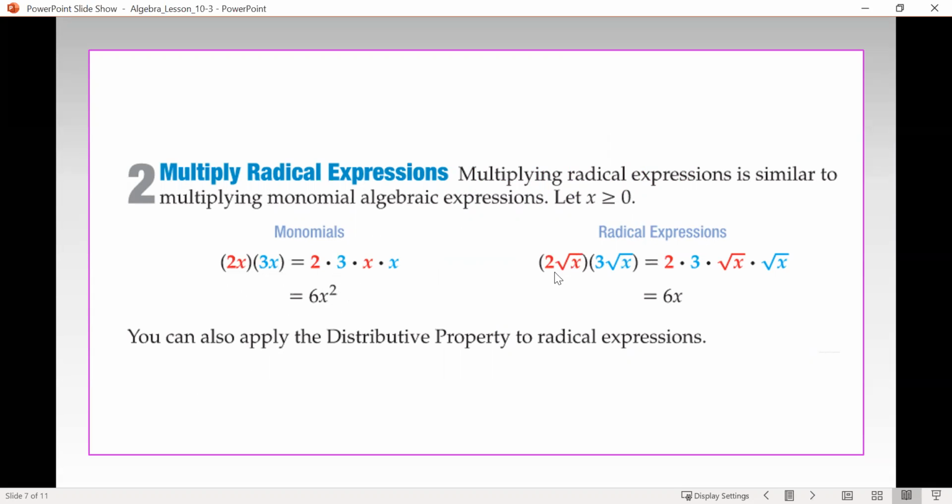So here, if we have radical expressions that we're multiplying, we would multiply what's in front of the radical. So here we have 2 times 3, which is 6. And then we would multiply radical x times radical x. Well, x times x is x squared, and then the square root of x squared is x, okay? You can also apply the distributive property to radical expressions and also use the FOIL method, okay? And we'll try both of those.